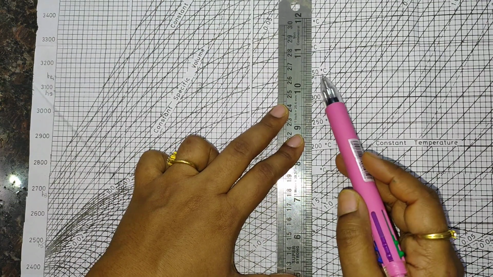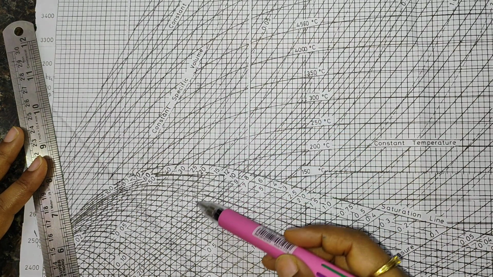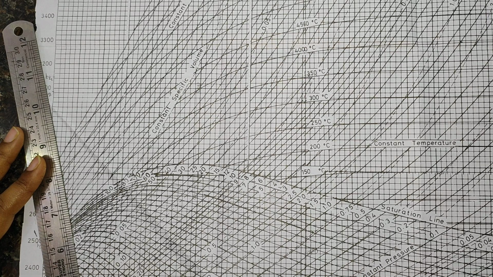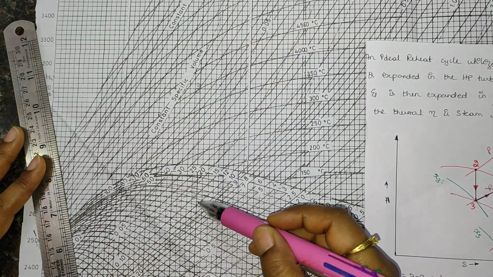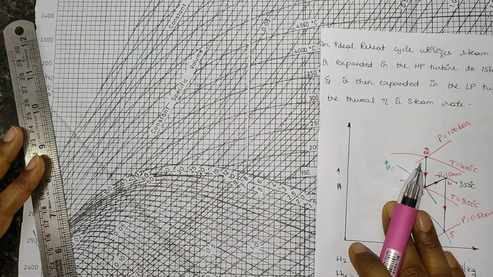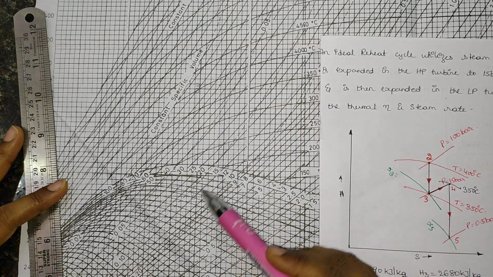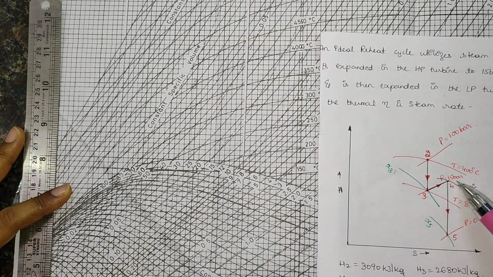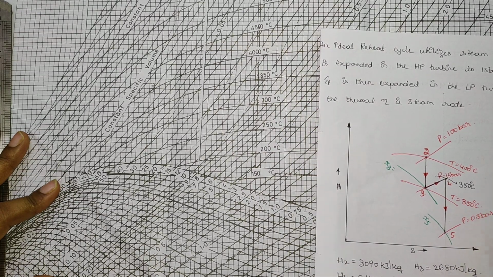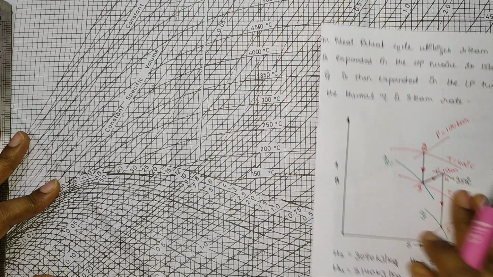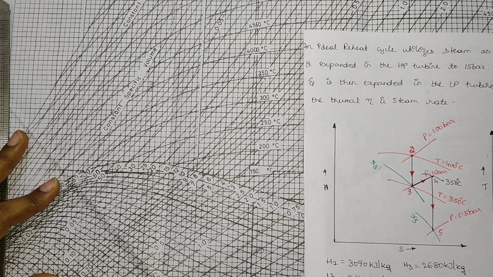Okay, like this. Clear? So it is the same as your T-s diagram which you have written theoretically. See here, it is 2 to 3, from 3 to 4, and from 4 to 5. Okay, so this is how you are going to locate the points on the Mollier diagram.